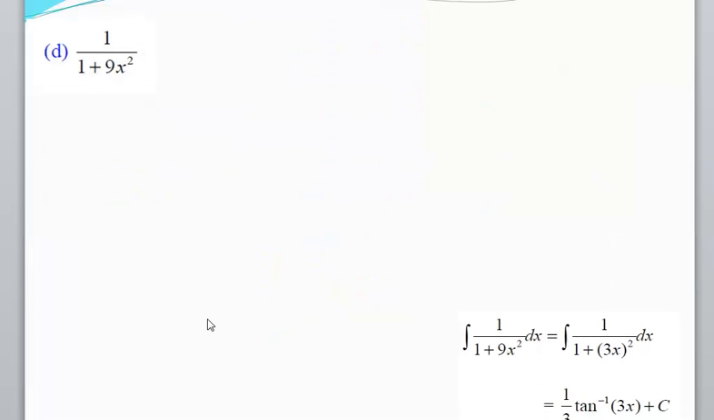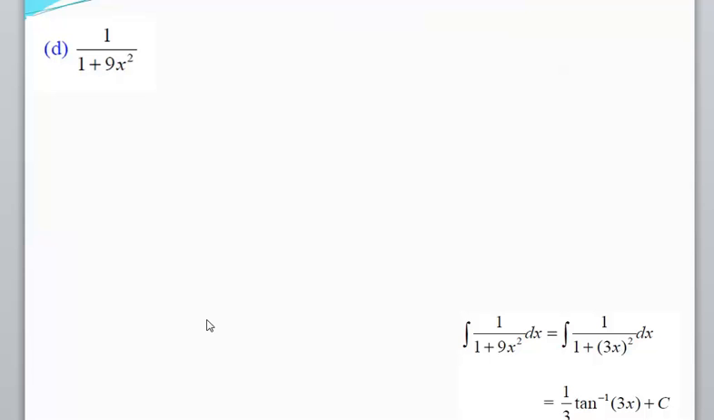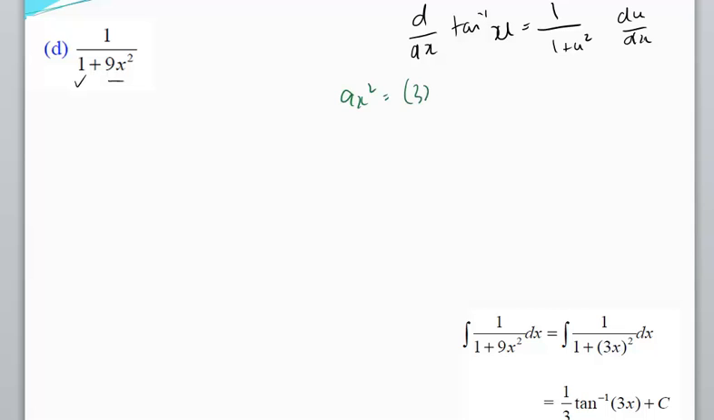Okay, so moving to our next question. We've got again our tangent function, so we'll write our equation from our formula sheet at the top. We have d on dx of our inverse tangent function of u is equal to 1 on 1 plus u squared, du on dx. So this one actually looks pretty good, doesn't it? We have our 1 and we have 9x squared. So we put here, 9x squared is the same as (3x) all squared. So now our formula becomes 1 on 1 plus (3x) all squared.